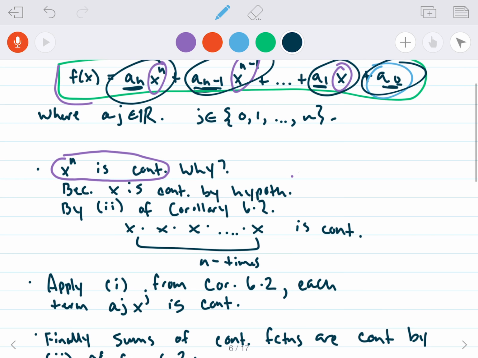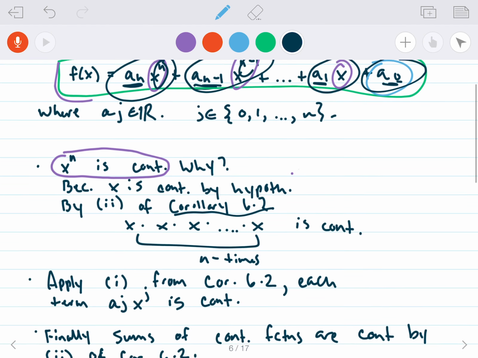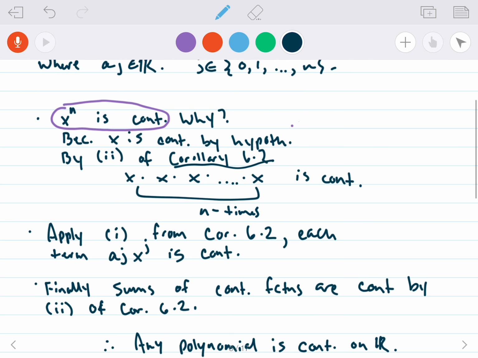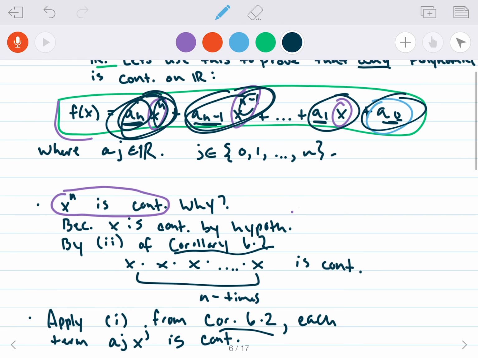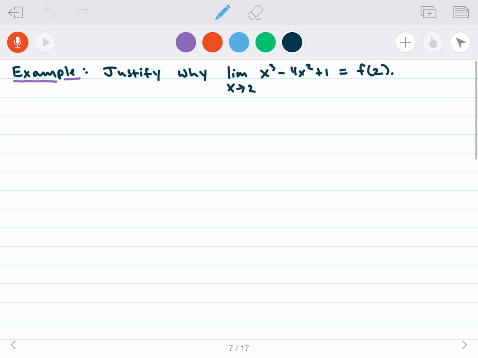Okay, so again, I showed that each of these x to the n's is continuous just by applying repeated multiplication using corollary 6.2. And then I said, well, each of these k times x to the n's is also continuous by applying 1 from corollary 6.2. And finally, since we know each term is continuous, the sum of these terms is going to be continuous by part 2 of corollary 6.2. So we deduce that any polynomial is continuous on R. Okay, so now you can explain to your students why this is true.